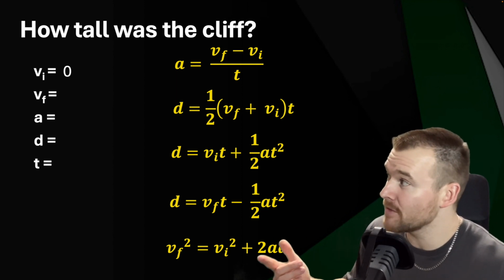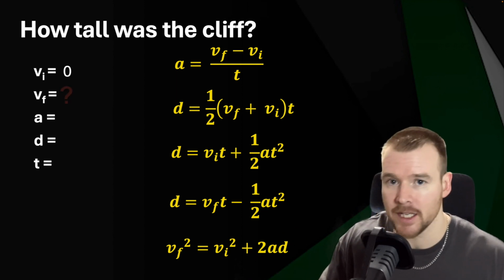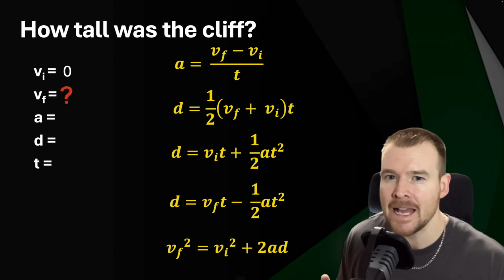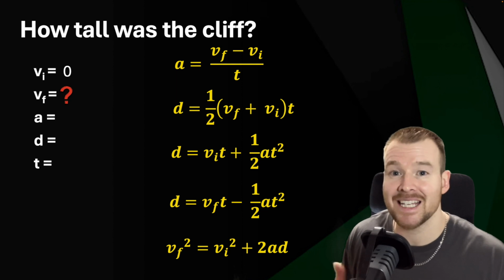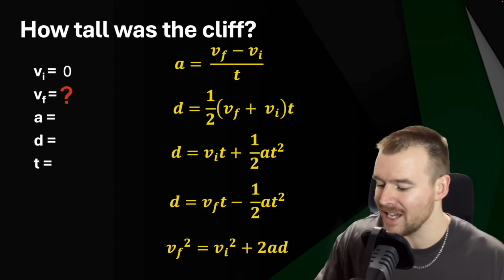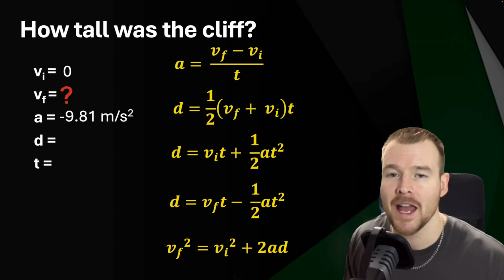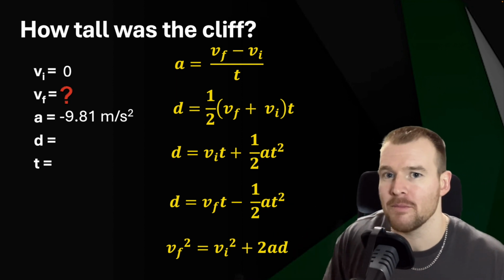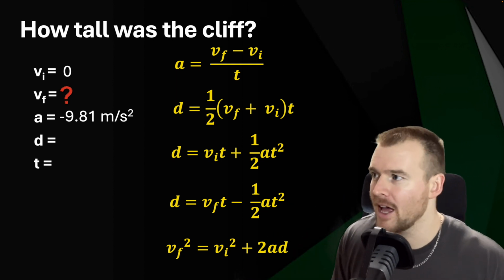Okay, next it comes to VF. How fast he hit the water? I have no idea. I'm going to put a question mark. Don't know how fast that was. Acceleration might seem like we don't know it, but he accelerated due to gravity, and on your data sheet, it tells you the acceleration of gravity is negative 9.81 meters per second squared. For anything that's falling, we can use 9.81 meters per second squared. So we know that value.